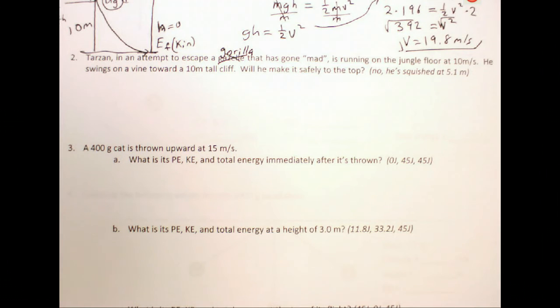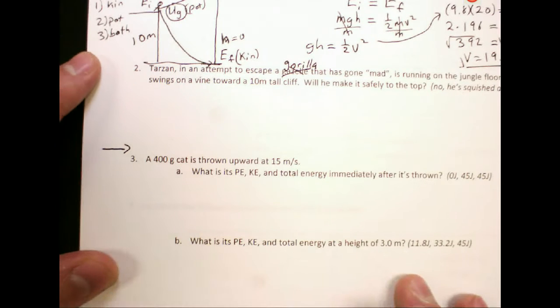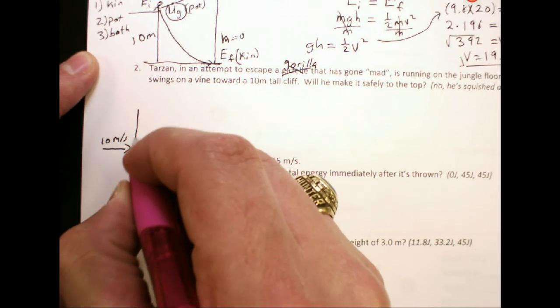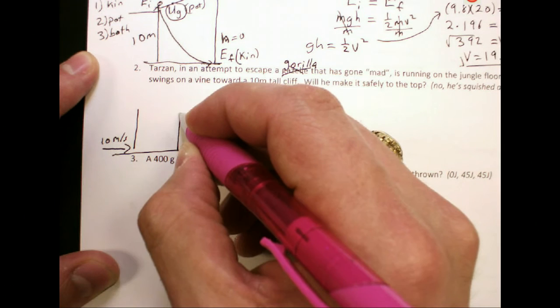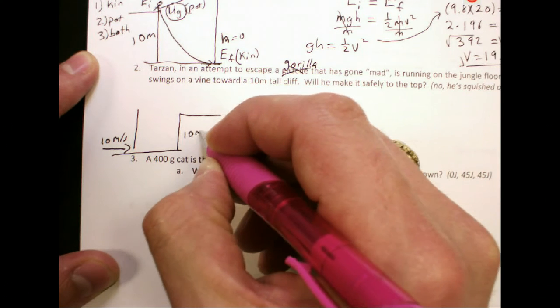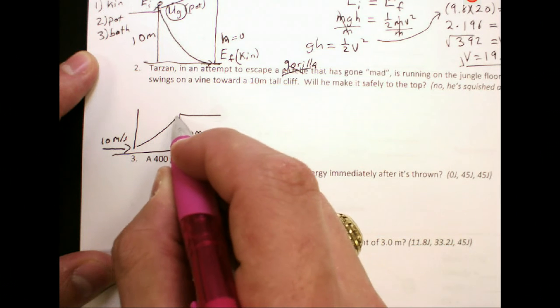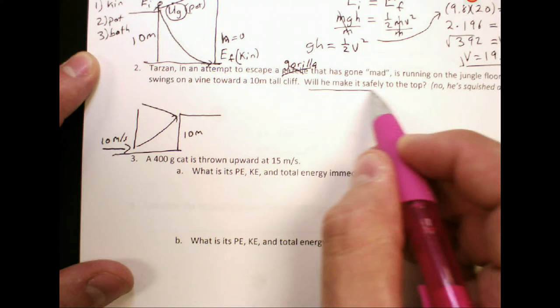So this one is going to be just the opposite of our problem before. So here's Tarzan. He's running at 10 meters per second. He sees a vine. Aha, I can swing to the top of this cliff. Here's his cliff, 10 meters tall. He's running, he catches the vine. The vine's going to swing up to the top, hopefully. We want to know, will he make it safely to the top?